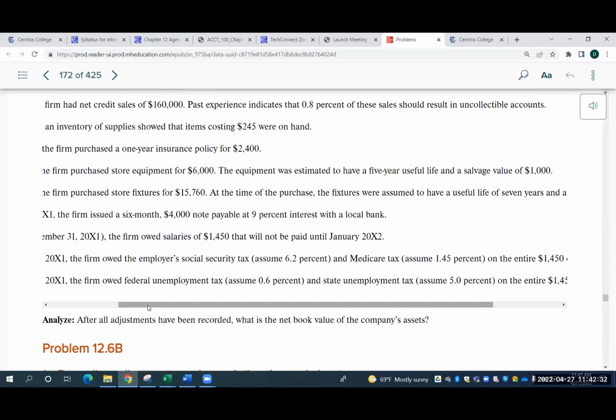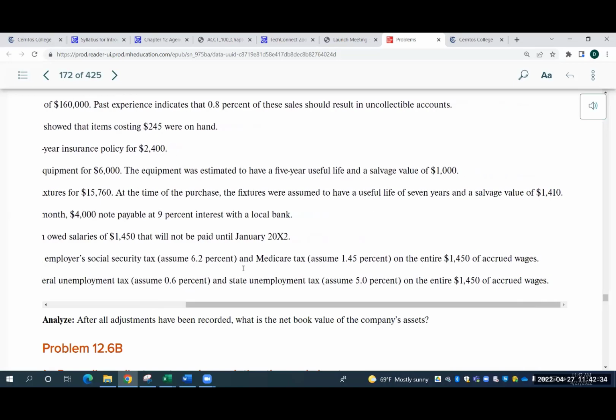And it says the firm owed Social Security taxes on the entire 1450. That's the part that got cut off. And they also owed unemployment taxes on the full 1450. And he gave us the rates, just like I'm going to give you the rates. So 6.2 we're used to seeing for Social Security. Medicare is what we're used to seeing. 0.6 for FUTA, I think we're used to seeing that. And then he changed the SUTA rate to 5%.